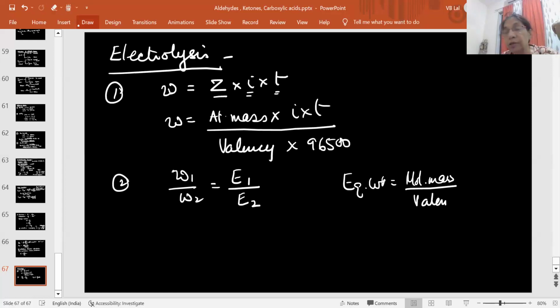So what is a valency factor? It can be the valency itself, or it can be the displaceable H plus ion if you're finding the equivalent weight of an acid, or it can be replaceable OH ions in case of a base, or it can be the charge on the ion in case of an ionic compound. So you can find the equivalent weight, and based on that you can do these questions.